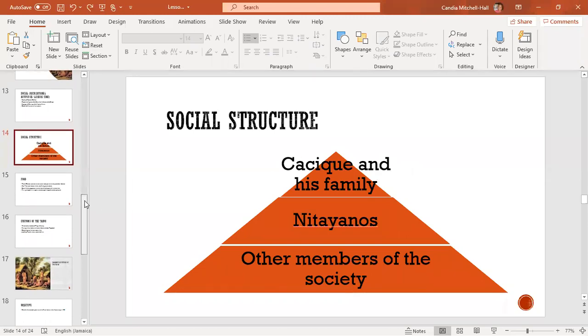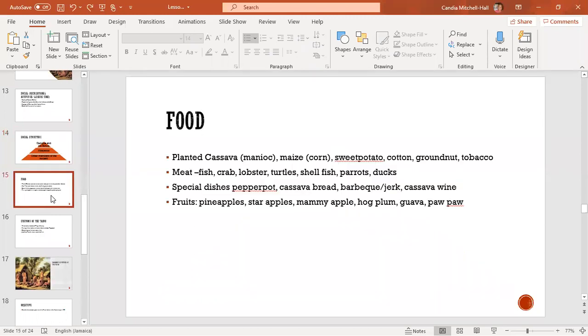All right. And just two more slides before we are through. And then also, ladies, their food. They planted cassava, which is what they call manioc, if that is the correct pronunciation, maize, corn, sweet potato, cotton, groundnut, tobacco. Those were some of the things that they would have planted.